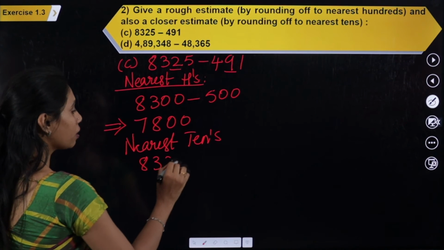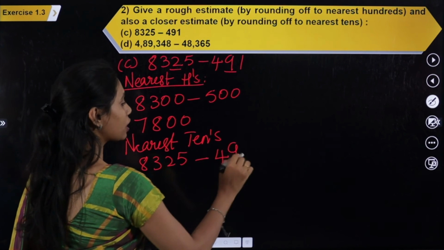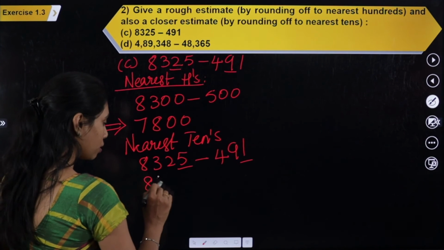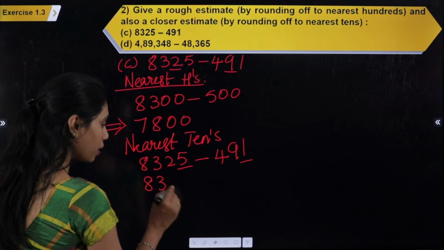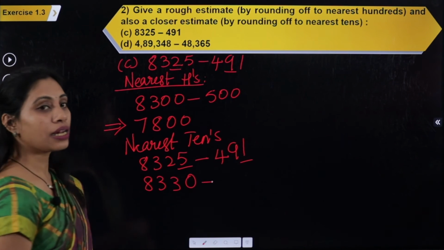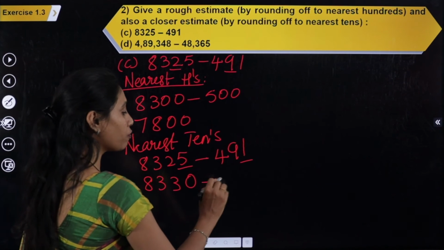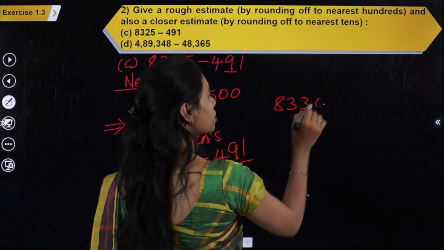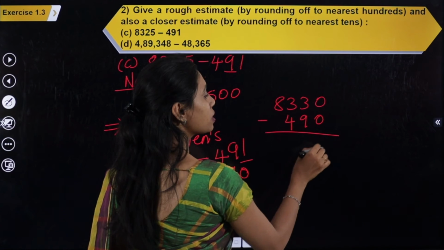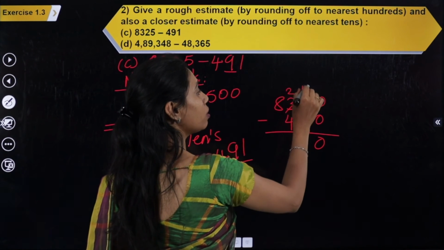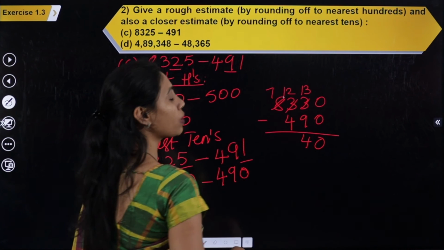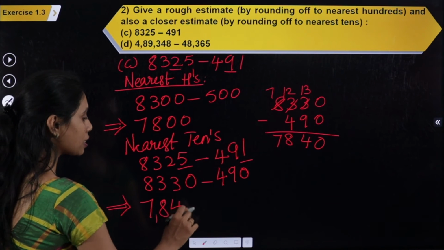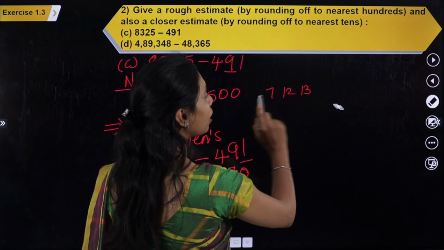Since it is nearest to tens, we will underline the ones place. So, in the first number the underlined digit is 5 which is equal to 5. So, let us add 1 to the before numbers, that is 2 plus 1 becomes 3. So, 8330 minus 1 is the underlined digit. So, we will not add anything, we will write the before digits as they are and mark the underlined digit as 0. So, let us subtract these two numbers, that is 8330 minus 490. 0 minus 0 is 0, 3 minus 9 is not possible. So, I am taking borrow here, 13 minus 9 is 4, 2 minus 4 is not possible, 12 minus 4 is 8 and here we have 7. So, the estimation of the difference to nearest tens is 7840. Now, let us do the other question, that is D.